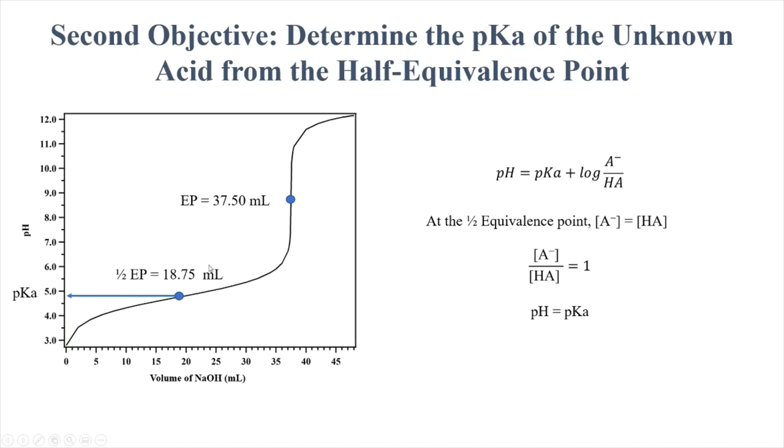So the way that we're getting this value is we're not measuring it in any way. We're measuring the equivalence point, and then we're taking exactly half that volume. We're finding that xy coordinate and then figuring out what the pH is at that xy coordinate.